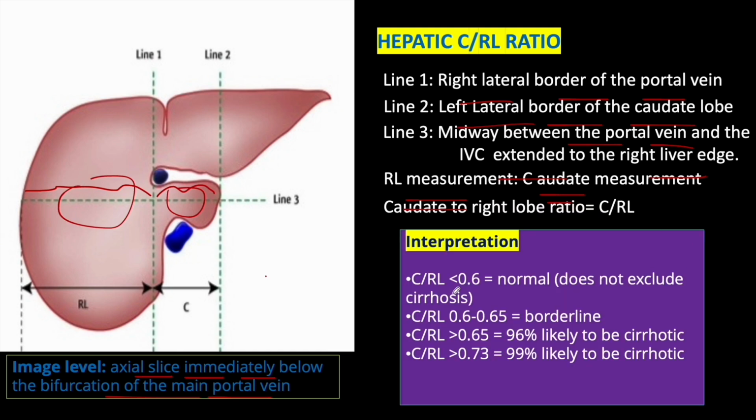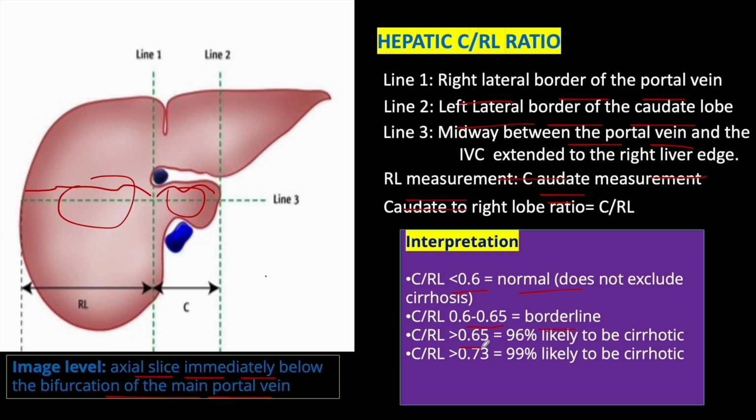If this ratio is less than 0.6, then this is normal. However, in the initial stage of liver cirrhosis, there may not be caudate lobe hypertrophy. So even if the CRL ratio is less than 0.6, if there are other features of chronic liver disease like surface irregularity, nodular outline, and coarse echotexture, as well as clinical suspicion and biochemical parameters suggesting chronic liver disease, then the patient can have liver cirrhosis. A ratio between 0.6 and 0.65 is borderline.